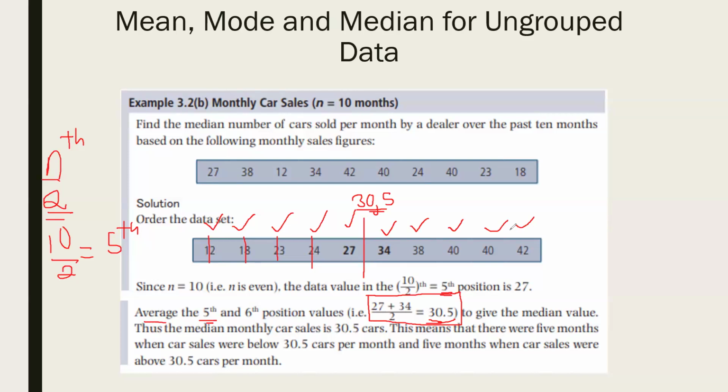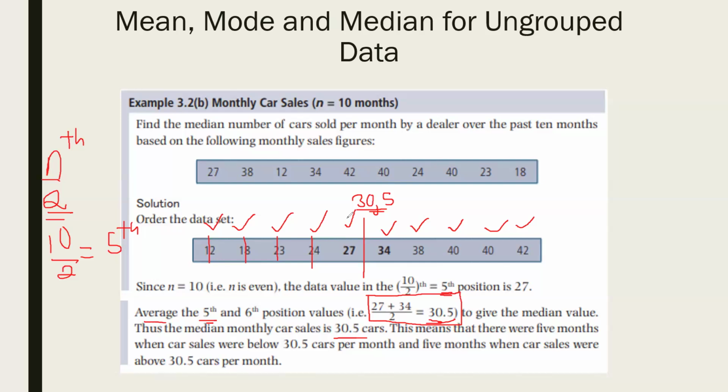So what we do now is we need to interpret. Thus the median monthly car sale is 30.5, which is correct, what we got. This means that there were 5 months where car sales were below 30.5 per month. Is that correct? That's correct.